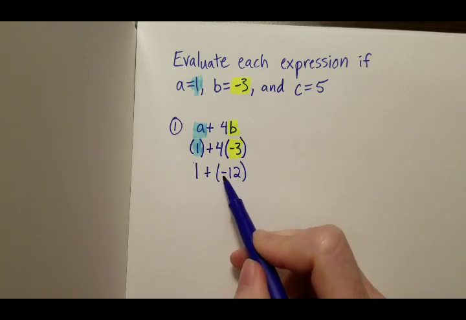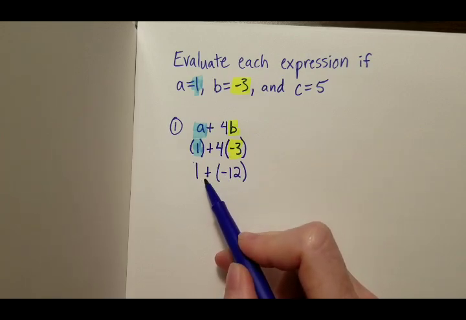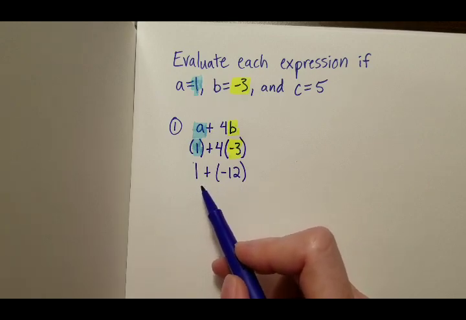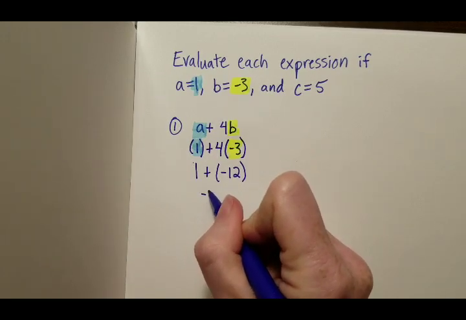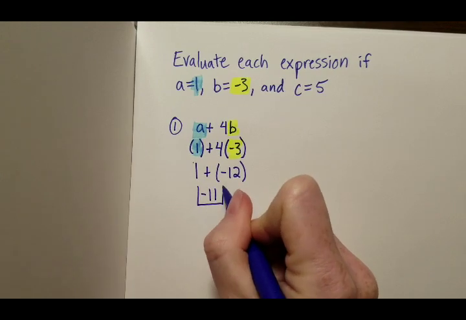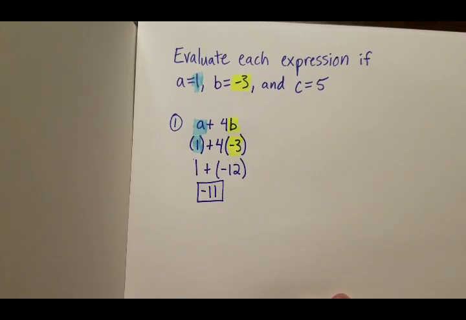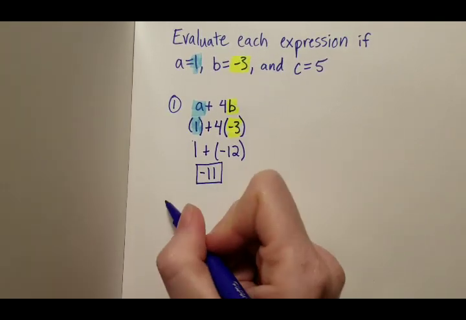We'll keep that in parentheses because of the negative. We never want two operations in a row without a parentheses sign. And then 1 plus -12 gives us -11. And that would be our answer. So that was a pretty simple example. Now we're going to try one that is a little more complex.